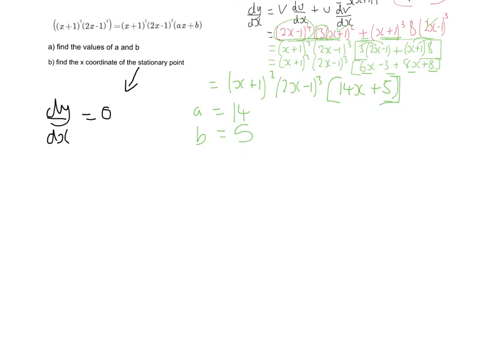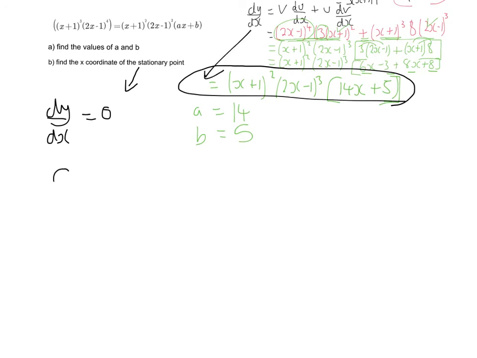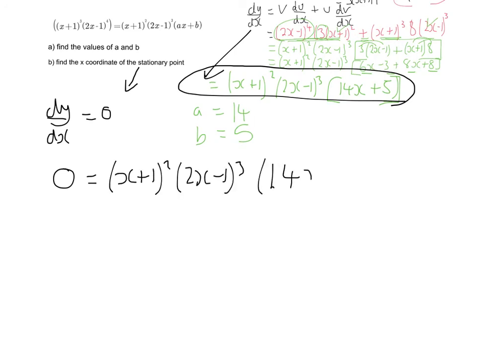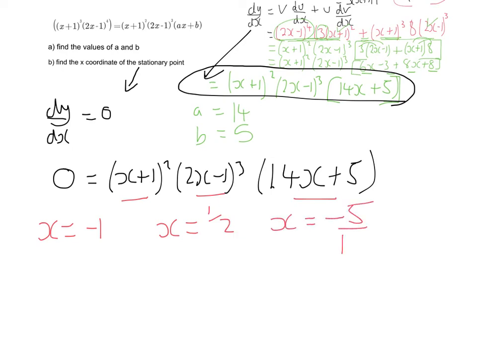Okay, what's my dy by dx? This is my dy by dx, isn't it? That's my dy by dx. So it's when that equals 0. So (x + 1) squared, (2x - 1) cubed, (14x + 5), and therefore it equals 0 when either that bracket is 0, which means x must be minus 1, or that bracket is 0, which means x must be a half, or that bracket is 0, which must mean x is minus 5 over 14. Done.